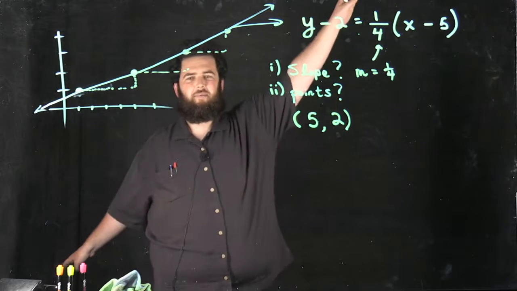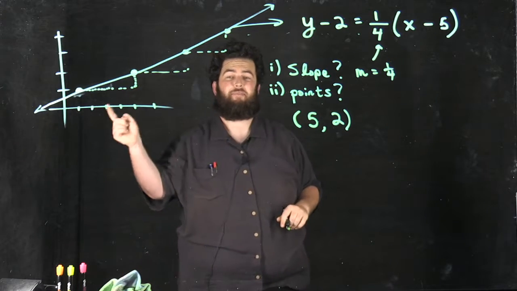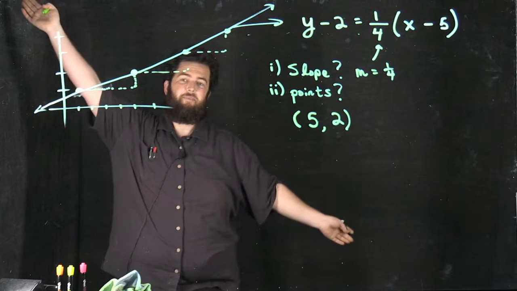Remember, positive slope looks like this, right? It looks like it's uphill going from left to right. A negative slope would give you something that goes downhill from left to right, right?